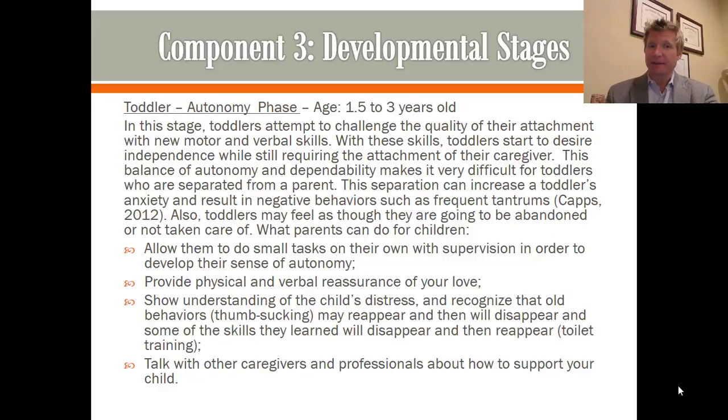Toddler, the autonomy phase, ages 1.5 to 3 years. In this stage, toddlers attempt to challenge the quality of their attachment with new motor and verbal skills. With these skills, toddlers start to desire independence while still requiring the attachment of their caregiver. This balance of autonomy and dependability makes it very difficult for toddlers who are separated from a parent. This separation can increase a toddler's anxiety and result in negative behaviors such as frequent tantrums. Also, toddlers may feel as though they are going to be abandoned or not taken care of.